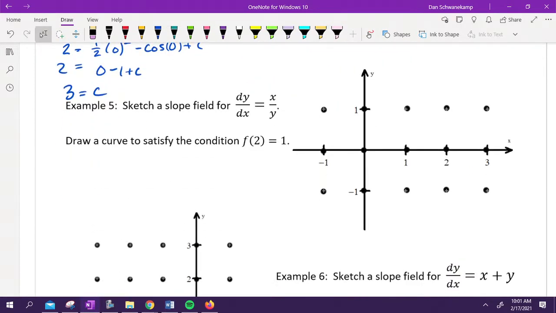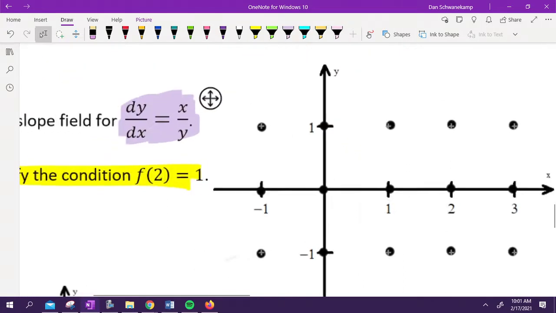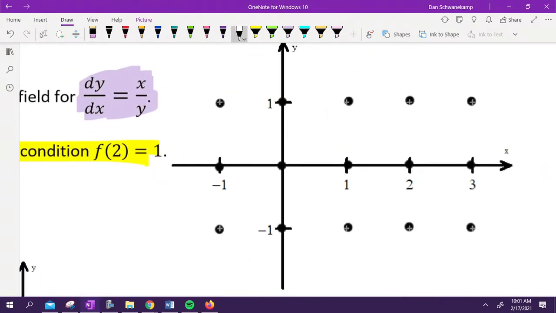Sketch a slope field for dy dx is equal to x over y. We've got x and y, so they both matter here. Eventually we're going to draw a curve to satisfy that, but we'll do that later. Let's do this first. We're drawing a slope field. They gave me these points. The ordered pair we would start with would be 0, 0, but we're not going to plug in 0, 0, because I'd get indeterminate form. They won't even give you that dot if it came to test day. They would just have regular old lines there without a dot.